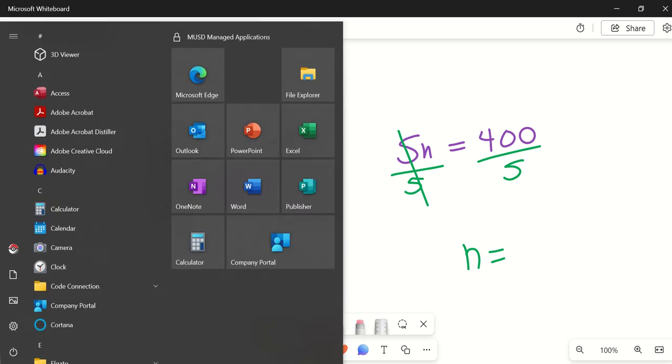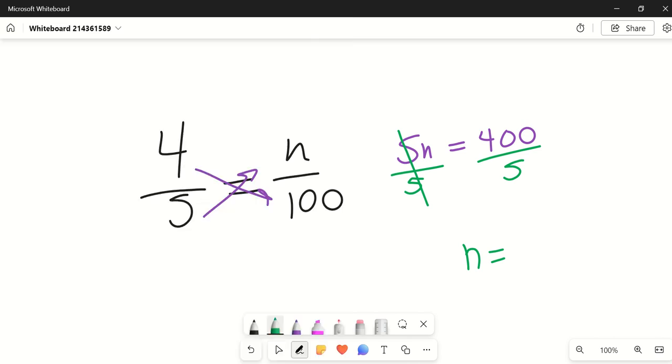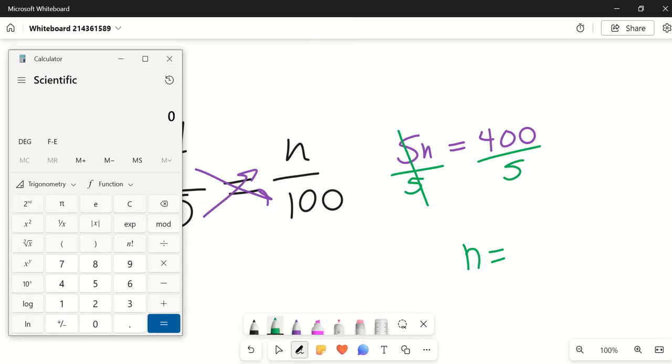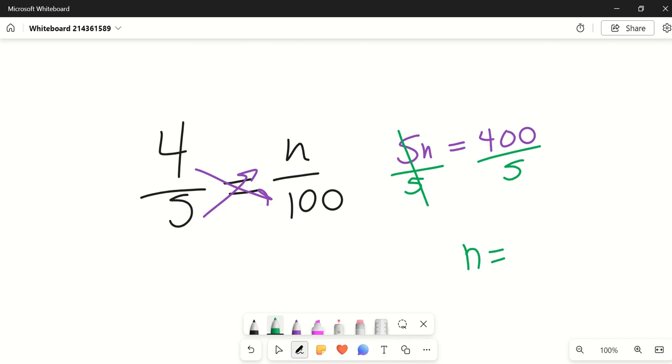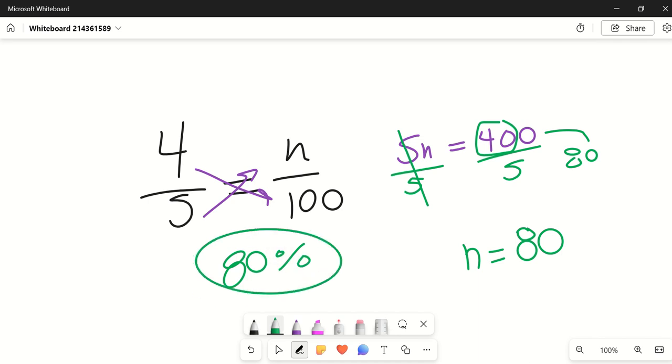We have our calculator, or you can do big brain math and know 40 divided by 5 would be 8, and add a 0. So 400 divided by 5 is 80. Again, we could have done 40 divided by 5 is 8, and add a 0. So, therefore, 4 of 5 is 80%. 4 is 80% of 5. And that's how we would solve that.